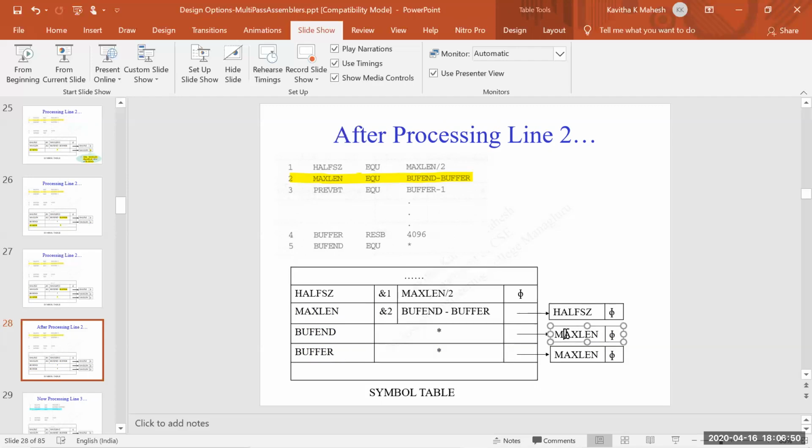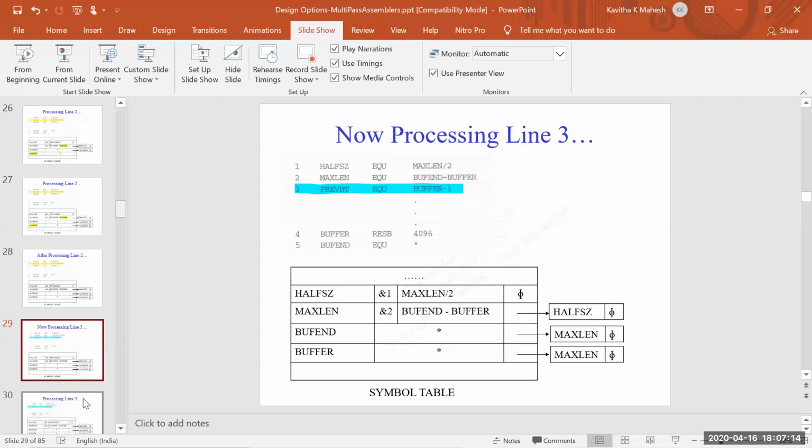Also, all symbols that are dependent on buffen and buffer were maintained or saved in a list associated with the corresponding symbol. So we have added maxlen because maxlen is dependent on buffen. Similarly, maxlen is also dependent on buffer. So that is the end of it. We are done with the processing of line number 2. Next, moving ahead with the processing of line number 3.